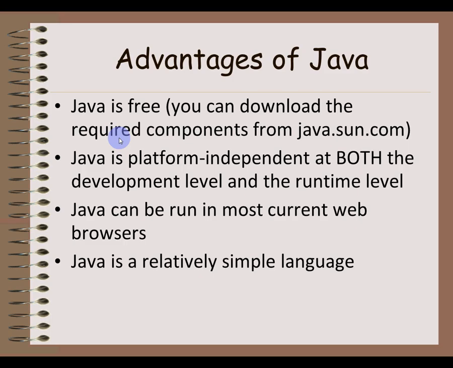What this means is that you can write your programs in any environment. So you could write it on a Mac, you could write it on a PC, you could write it on a Linux system, and then once you've written that code in one of those systems, you can then run it on any other system. So you could write a program on a Mac and then run it on a PC. Thirdly, Java can be run in most current web browsers, which is obviously convenient. And then finally, Java is a relatively simple programming language, so it's easy to teach you right off the hop.